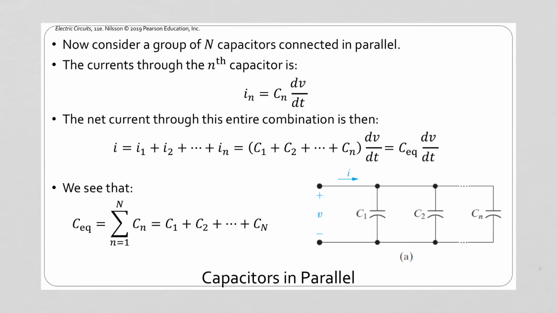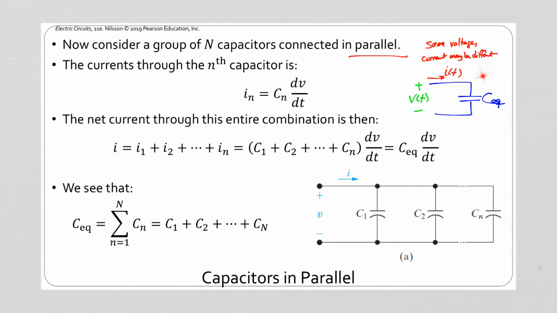Now we consider a group of n capacitors connected in parallel. We know that the current through the nth capacitor has this relationship here. The nth capacitor has a current I_n. We don't have to distinguish the voltage because they're in parallel. They all have the same voltage. And we want to compare this to a single equivalent capacitor that has one single capacitance, but it's going to have the same overall voltage and the same current flowing into it as this group of parallel capacitors.